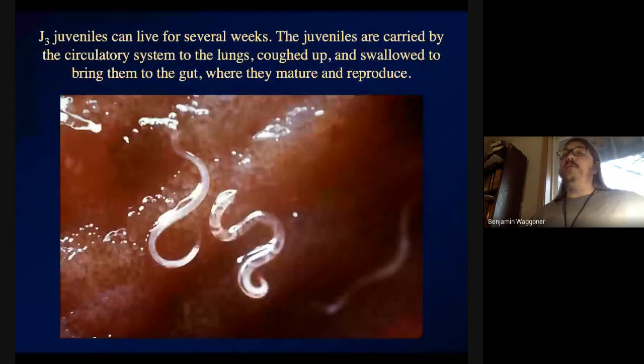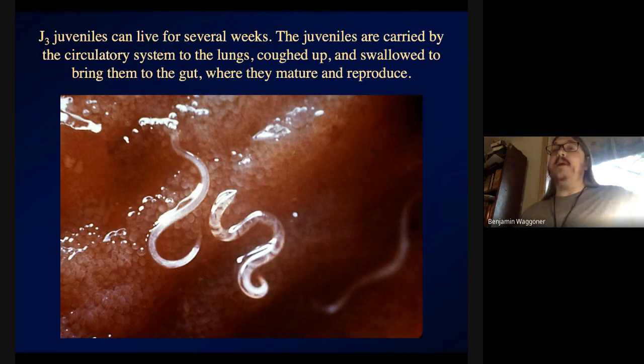These filariform larvae, they're carried by the circulatory system once they penetrate into the human body. They end up in the lungs. At the lungs, they get coughed up. And if you swallow your hocker, they get carried down to the gut. That's where they mature and they reproduce.